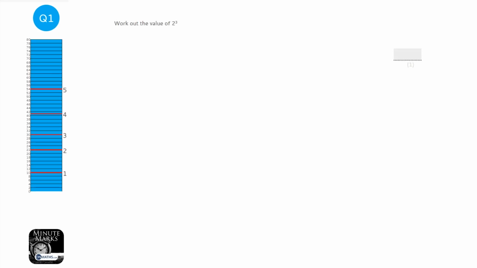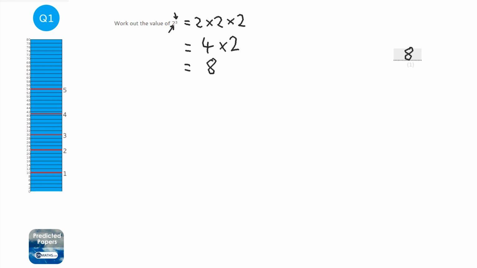Okay, in this question we're asked to do 2 cubed, and whenever you cube a number you times it by itself 3 times, so that'll be 2 times 2 times 2. So whatever the power is, which is this number up here, you times the base, which is the big number, by itself that many times. Now some people still think the answer is 6, so let's just work it through. 2 times 2 is 4, so it becomes 4 times 2, and 4 times 2 is 8, so the answer is 8.